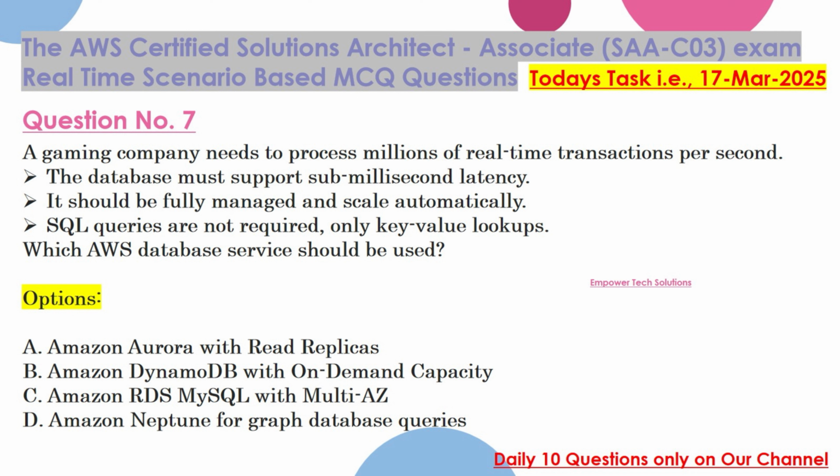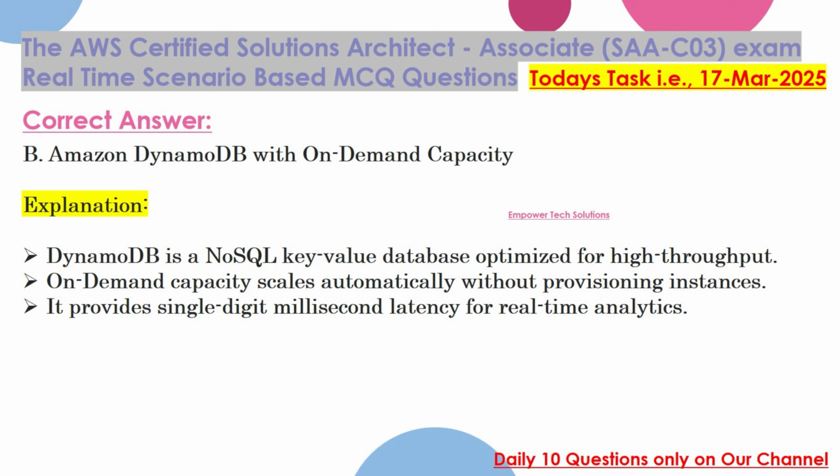Options: A. Amazon Aurora with read replicas. B. Amazon DynamoDB with on-demand capacity. C. Amazon RDS MySQL with multi-AZ. D. Amazon Neptune for graph database queries. Correct answer: B. Amazon DynamoDB with on-demand capacity.